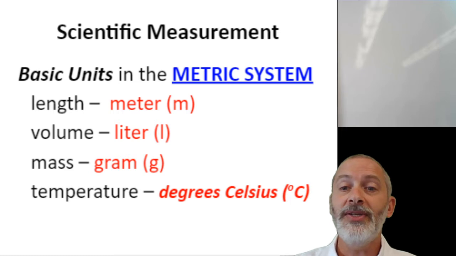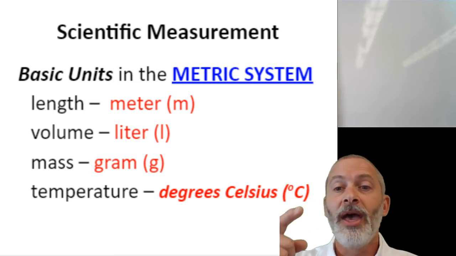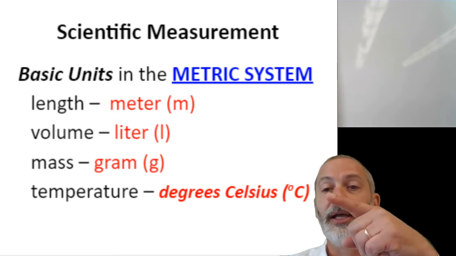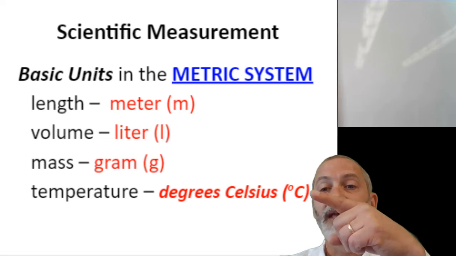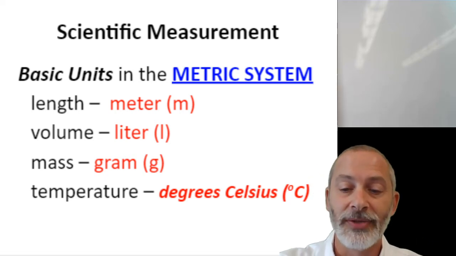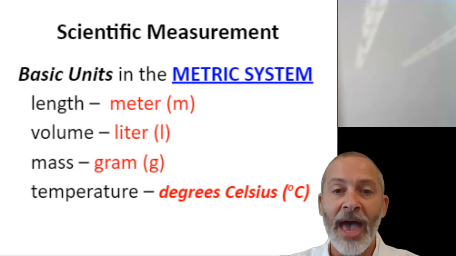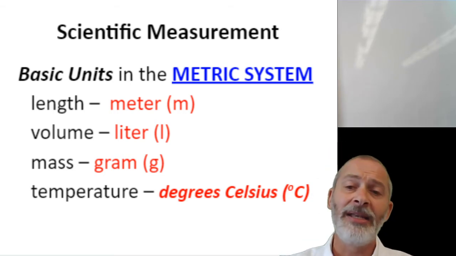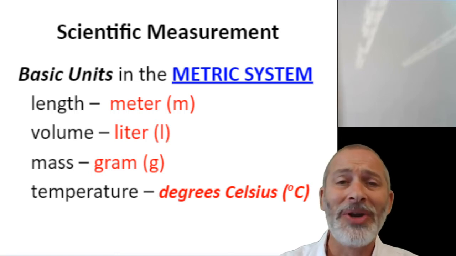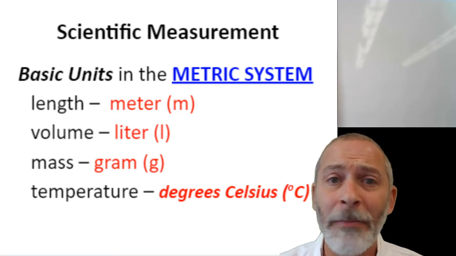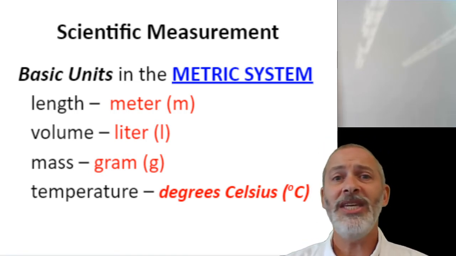And degrees Celsius is abbreviated with a little circle for degrees and the big C for Celsius. All right, so here are the basic units of length, volume, and mass: meter, liter, and gram. Now you don't have to cram for your exam on the metric system.